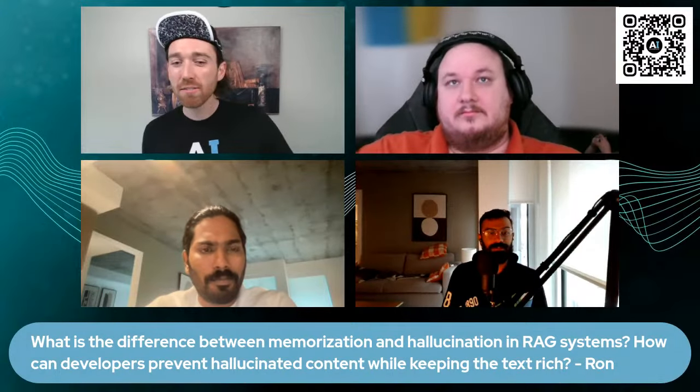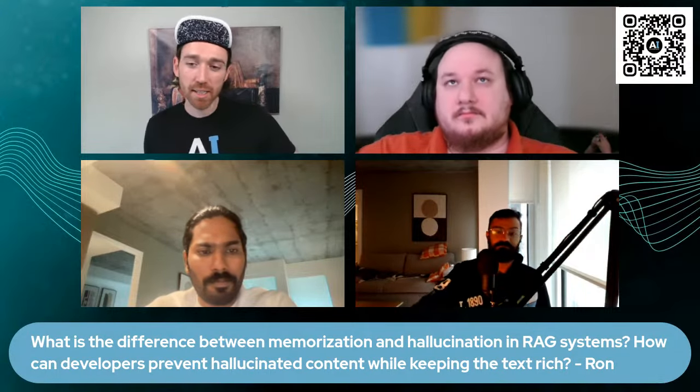All right. Let's see. I'll go ahead and toss this one up to Jitin and Shaul. What's the difference between memorization and hallucination in RAG systems? How can developers prevent hallucinated content while keeping the text rich?